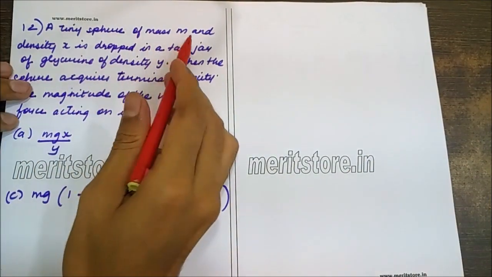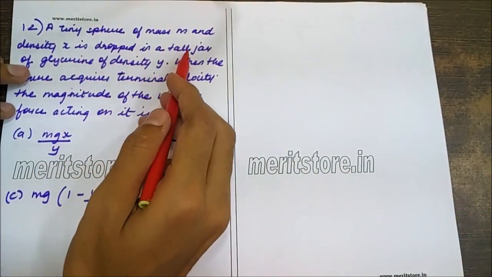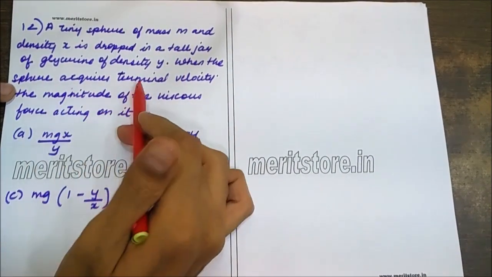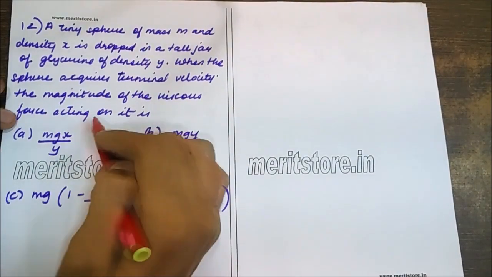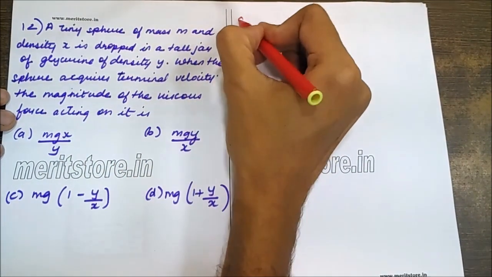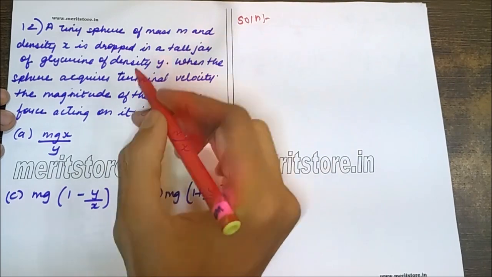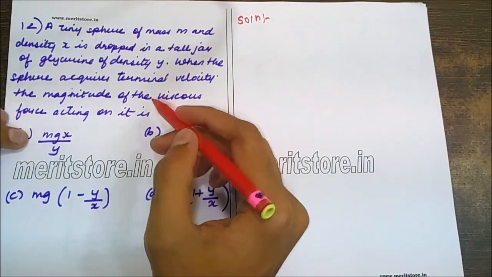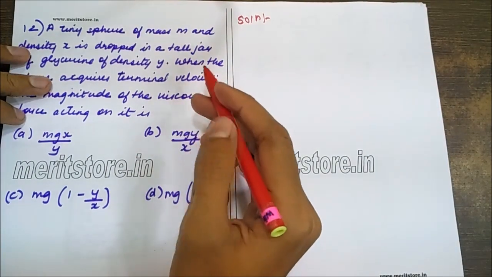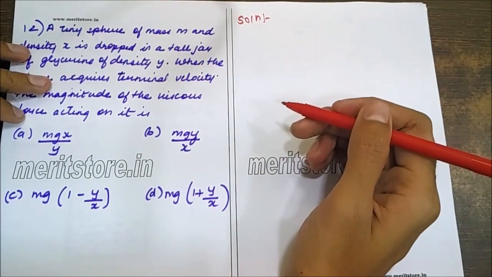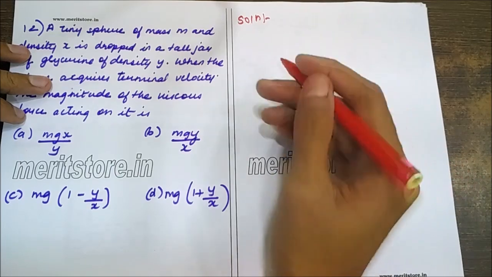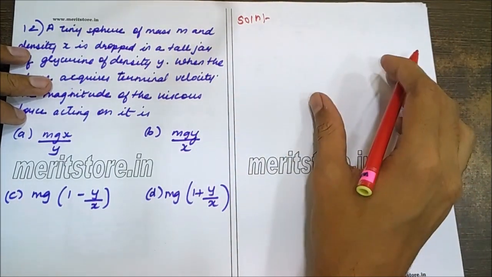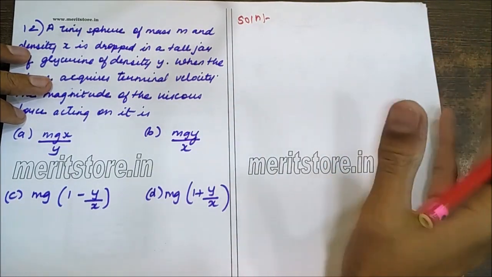A tiny sphere of mass m and density x is dropped in a tall jar of glycerin of density y. When the sphere acquires terminal velocity, the magnitude of the viscous force acting on it is. Okay, so we need to find the magnitude of the viscous force acting on the ball. So we have a tiny ball which falls with constant velocity. When the ball falls with terminal velocity, the viscous force will be equal to its weight.